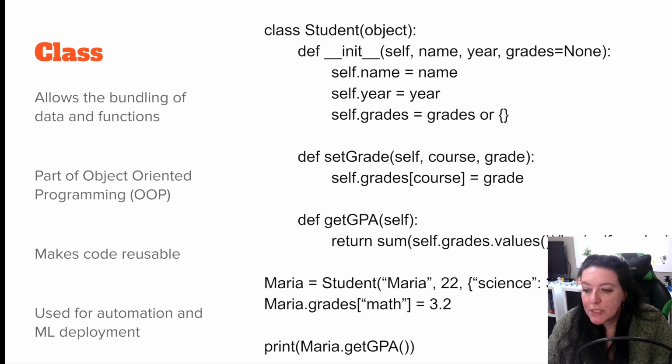So we're going to cover two more topics in our introduction to coding in Python. Our last two topics are class and pipelines. So let's talk about class in this video.